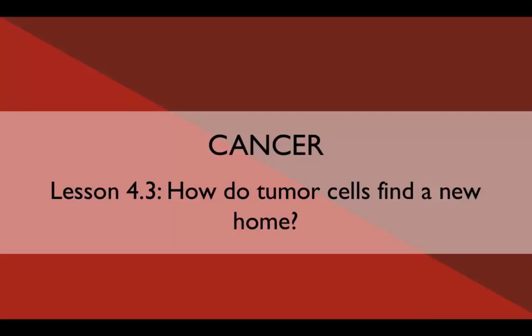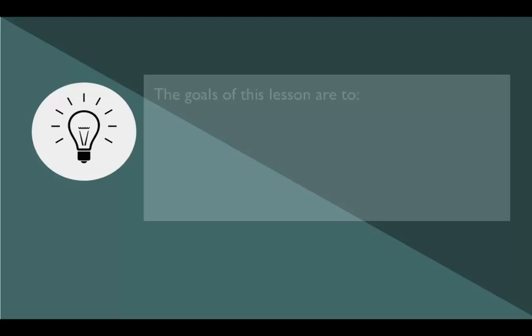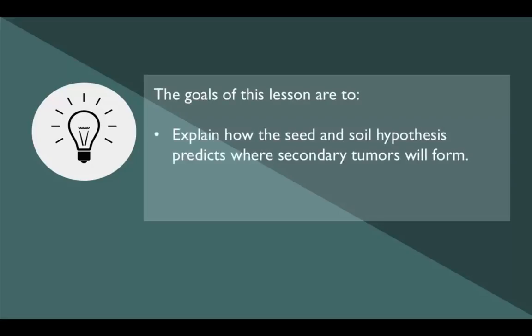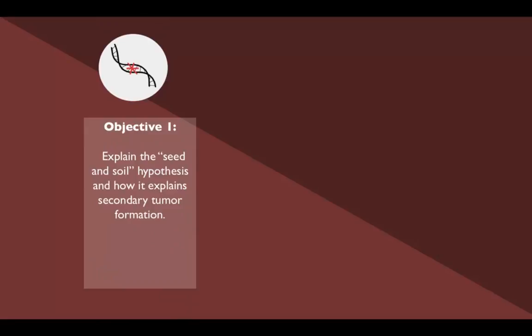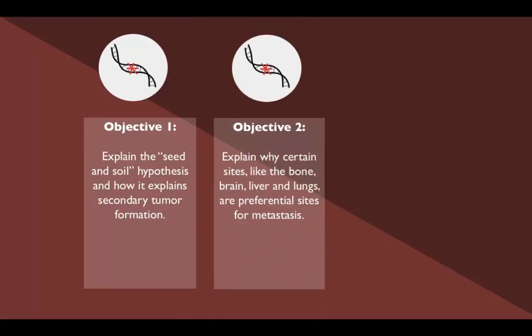Welcome to Cancer Lesson 4.3, How do Tumor Cells Find a New Home? The goals of this lesson are to explain how the seed and soil hypothesis predicts where secondary tumors will form, and explore the impact of secondary tumor formation. At the end of the lesson, the students should be able to explain the seed and soil hypothesis and how it explains secondary tumor formation.